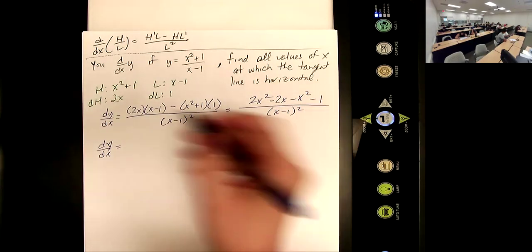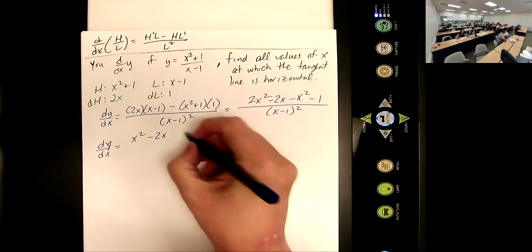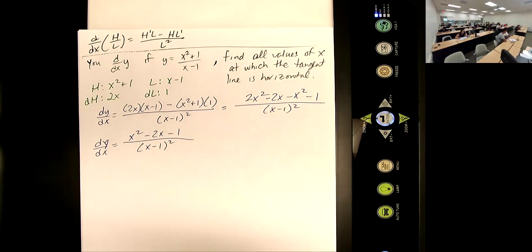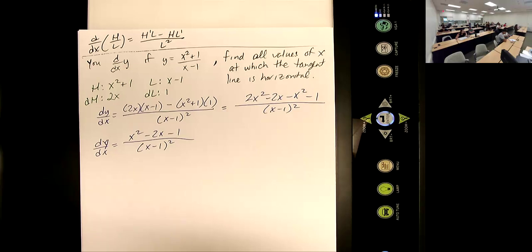2x squared minus x squared is x squared. For some reason, I have 2x squared listed there. And the top doesn't factor, not without the quadratic formula, which is technically factoring in its own way. But it means it's not going to cancel anything out on the bottom. We're not going to have x minus 1 in there. So that is our derivative.